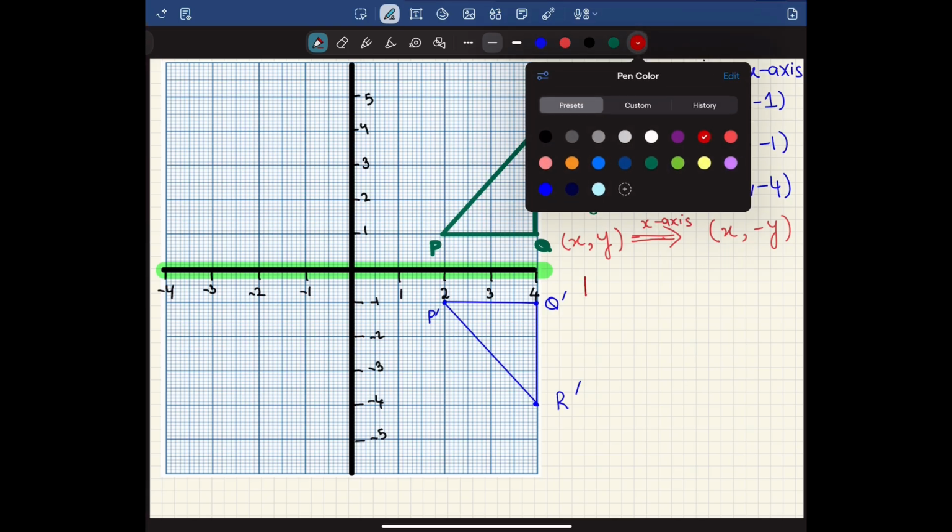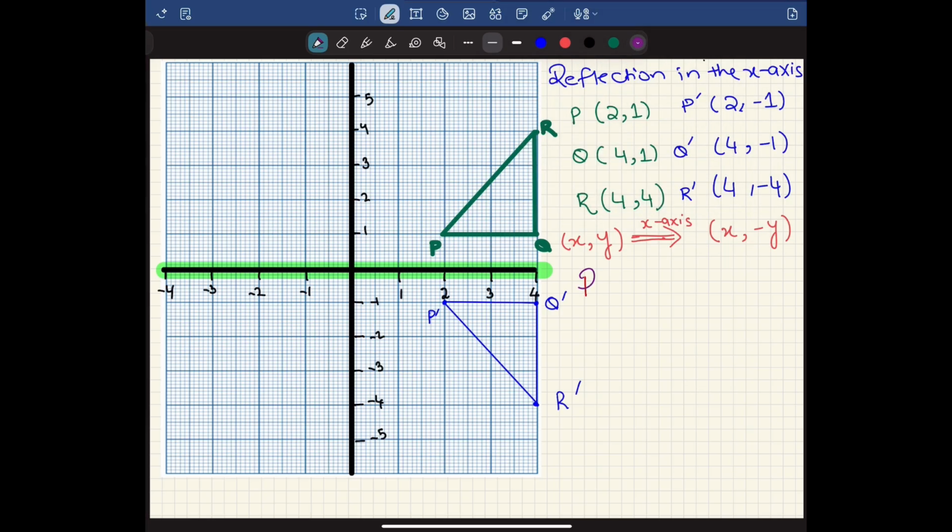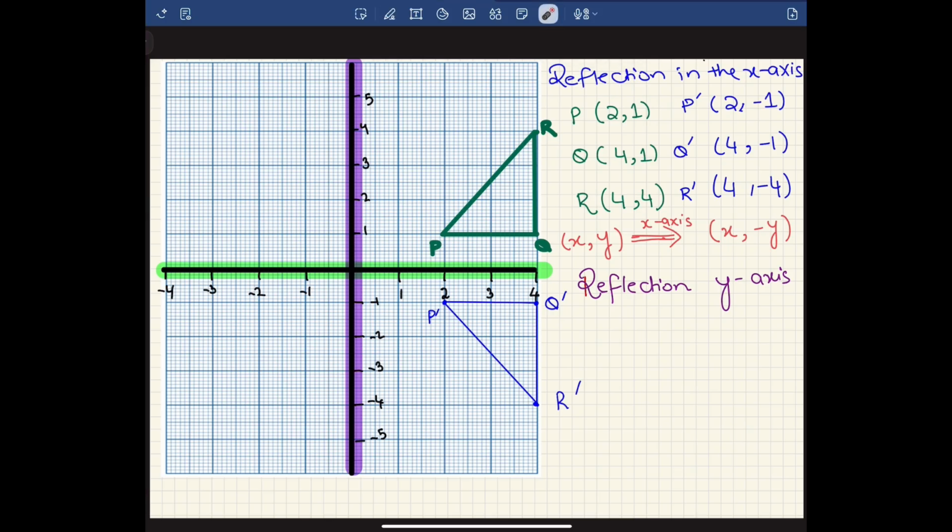Let's use a different color. Okay. Reflection in the y-axis. Okay, so what is the y-axis? This is the y-axis, right? Okay, so when we have a vertical line of reflection, we measure the distance horizontally.